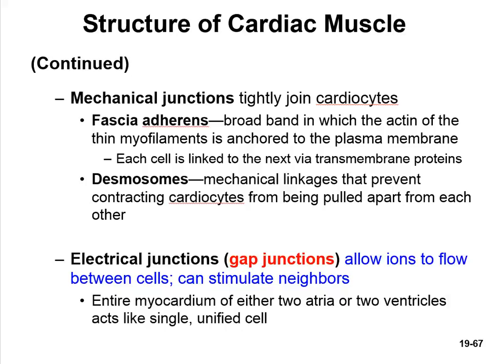Then they also have electrical junctions. I like to call them gap junctions, which allow ions to flow between the cells, meaning the cardiocytes can stimulate their neighbors. With skeletal muscle, each fiber had to have its own nerve. But with cardiocytes, you only have to stimulate one of them, and then that can be transferred through those gap junctions to all the neighbors, and then to the next neighbors, and so on, until every single cell is stimulated and the whole heart muscle contracts.